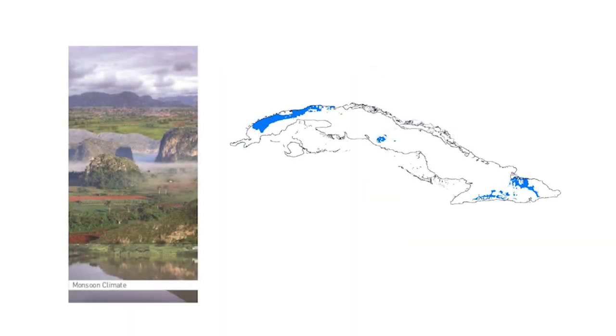The monsoon climate, which is the second major climate of Cuba, occurs near the mountain ranges and close to the trade wind coasts. In these regions, the dry and wet seasons are less distinguishable. The precipitation occurs all year round, although it is mostly concentrated during the summer season. It is also more humid.